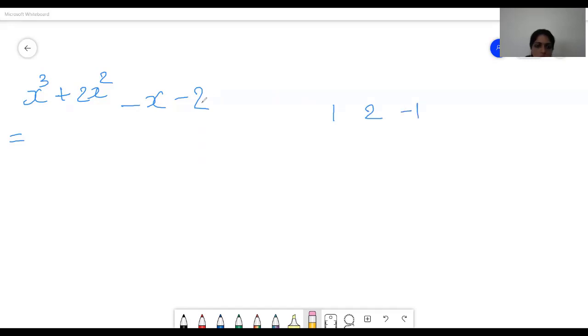Please mute yourself. If you have any query, then and only then unmute yourself. Okay. Minus 2. So students, the coefficient of x cube is 1.